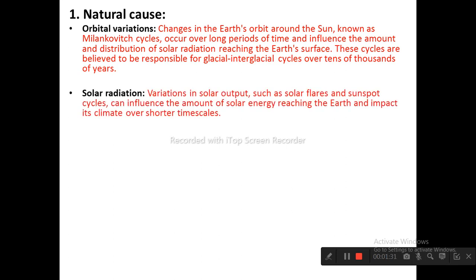Next one is solar radiation. Variation in solar output such as solar flares and sunspot cycles can influence the amount of solar energy reaching the earth and impact its climate over shorter time scale.